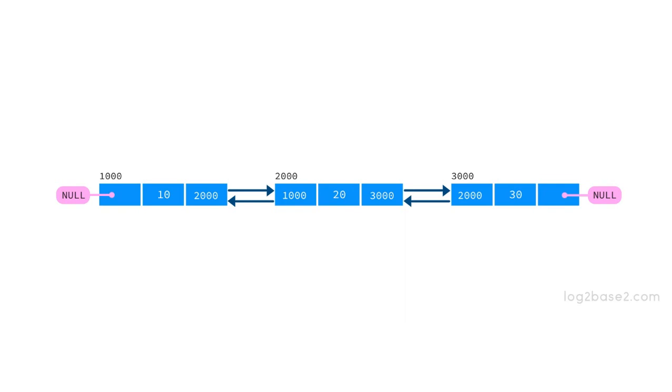Now what is the main disadvantage of doubly linked list? Here, extra memory is needed for the additional prev pointer. And the basic operations become expensive because we need to maintain 2 pointers for each operation.